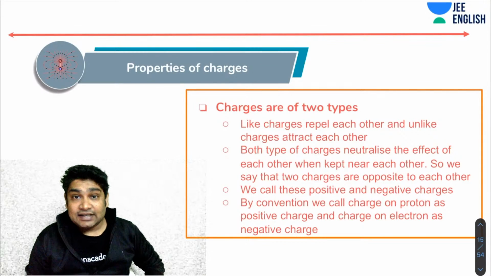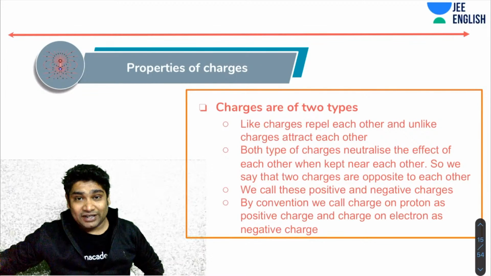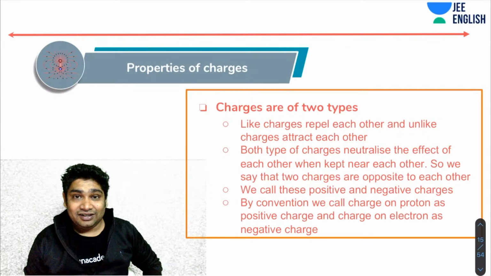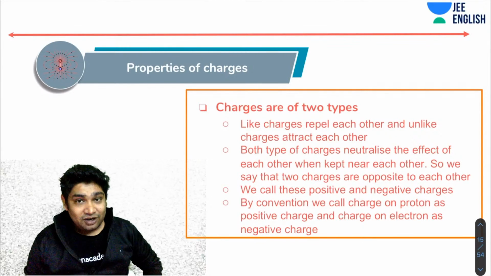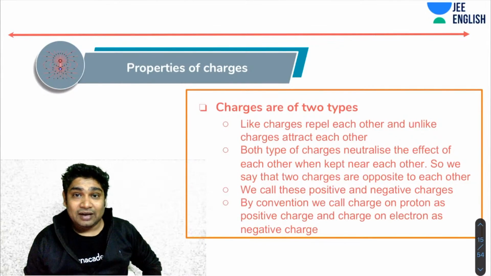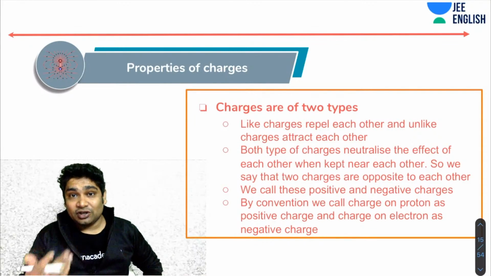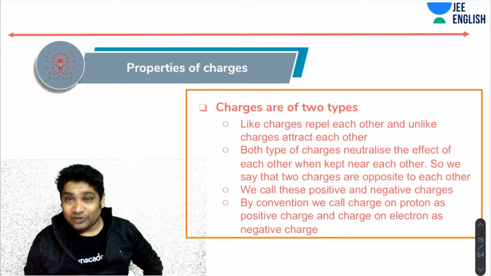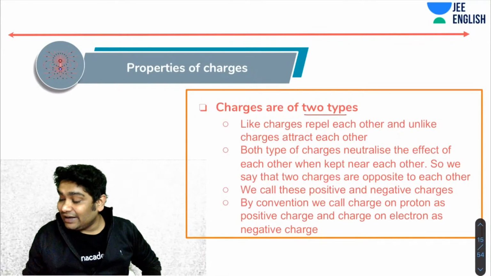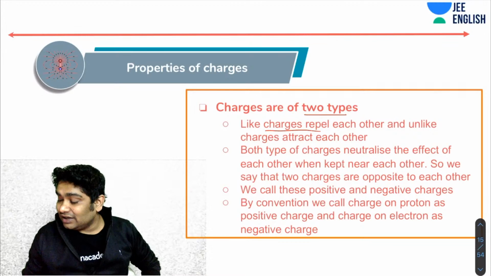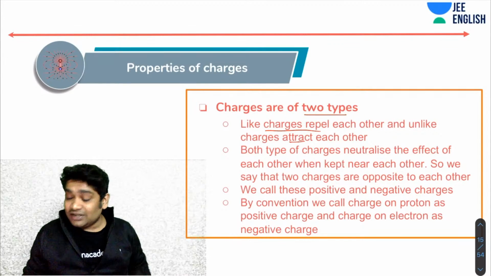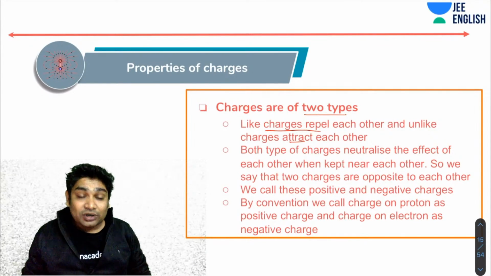So first, we realize that charges are of 2 types. Again, these are all experimental results. The initial theory was based on a lot of experiments, and finally, we have figured out these properties over years of experiments. Okay. So first, charges are of 2 types. Then like charges repel, unlike charges attract. Okay, both charges have an effect that tends to neutralize each other.